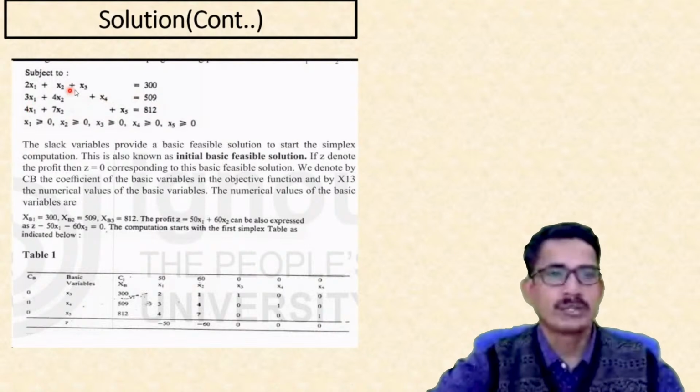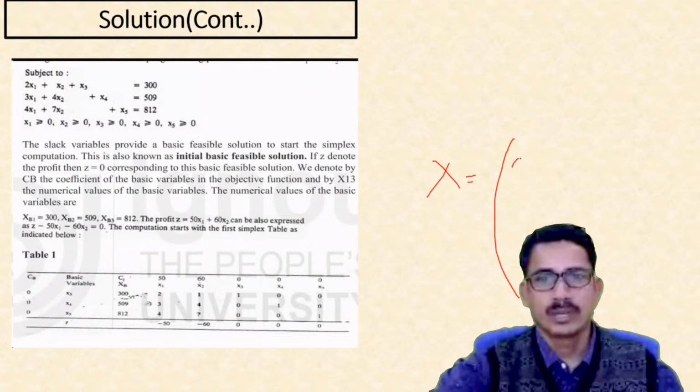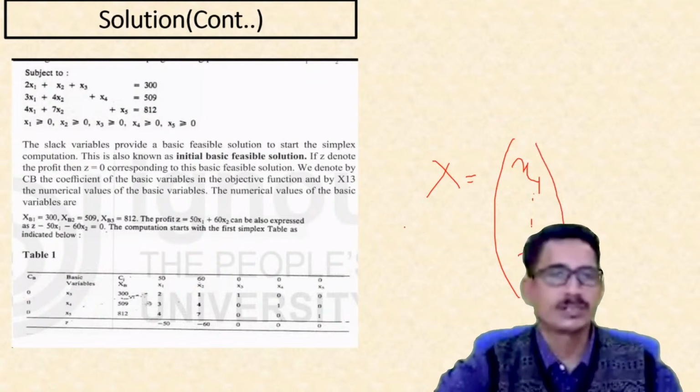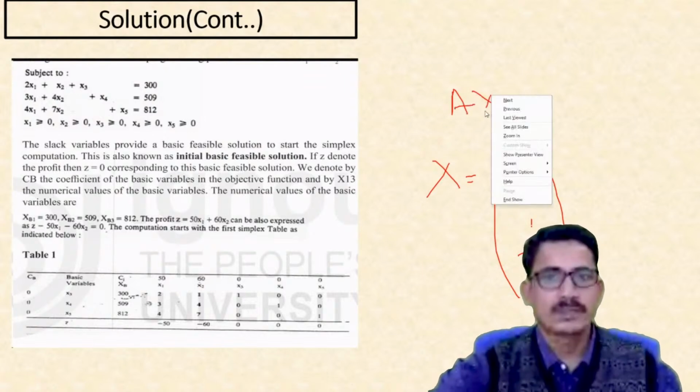And how many variables do you have? X is nothing but x1, x2, x3, x4, x5, right? Let me write, so you can understand. Here x is equal to x1 to x5. This is a column vector or variable matrix. We have 5 variables, and all the variables we are keeping under x. And as you know, always Ax is equal to b.